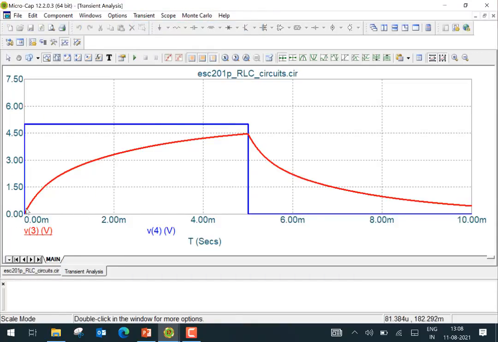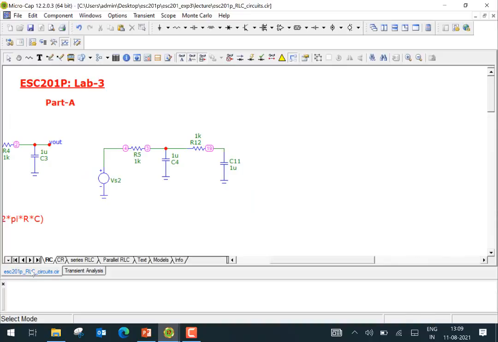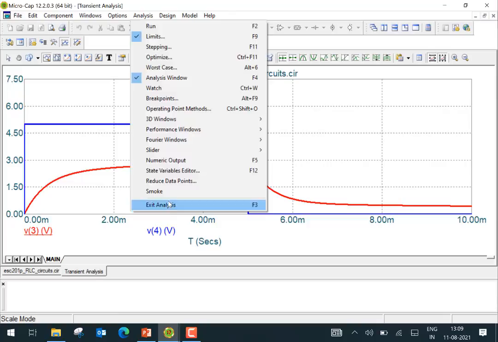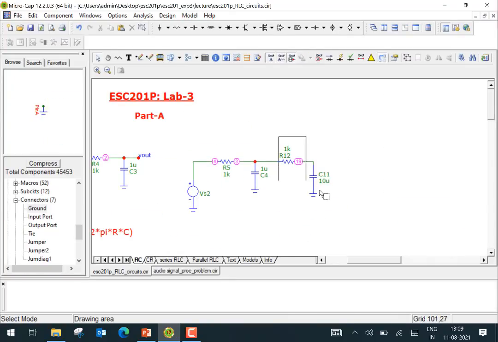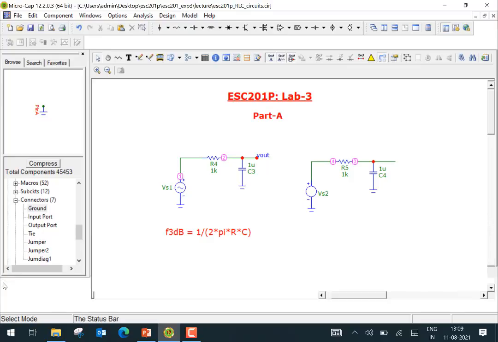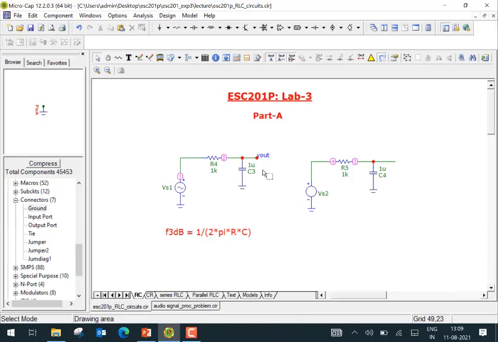Note that if you analyze this particular waveform, it won't really be exponential, because the exponential behavior is only there for a single RC circuit, especially when we make the time constant of this section different from the previous section. Anyway, all of these things you can explore by making suitable changes in the circuits. So let's go back to the previous circuit. That's our part A, the simple RC filter.